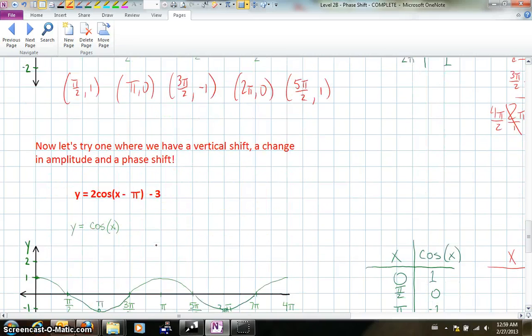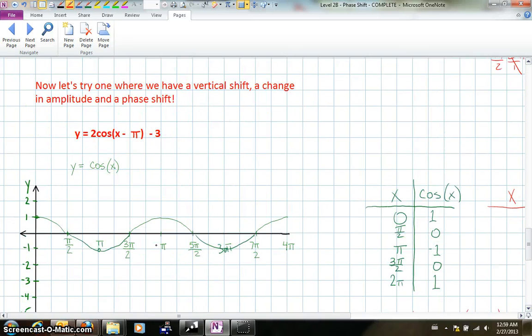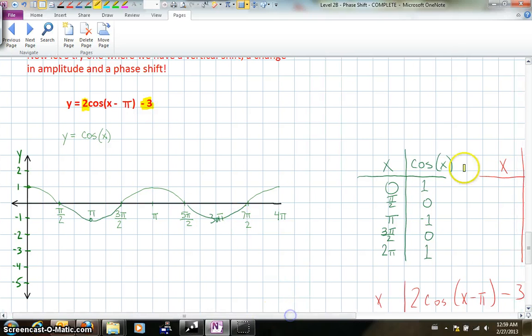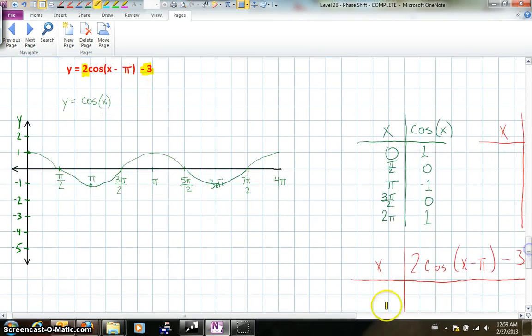Now the last one here is we're going to go ahead and take care of something where we have both a change in y and a change in x. You should recognize that we have an amplitude that is going to double all of our y's, and then a subtraction of 3, which will be a vertical shift, which will shift all of our y's down 3. So let's take care of those first.